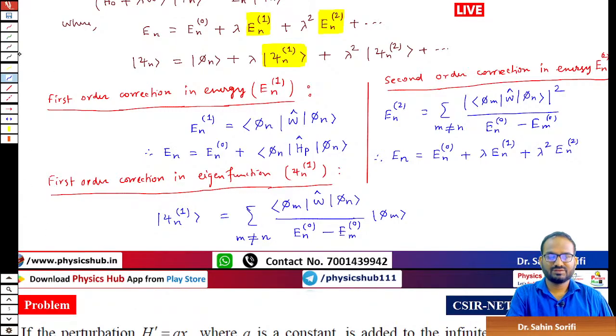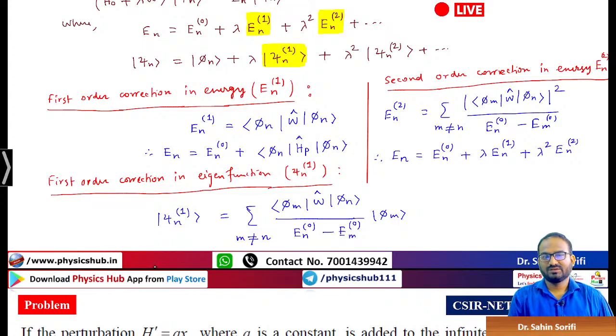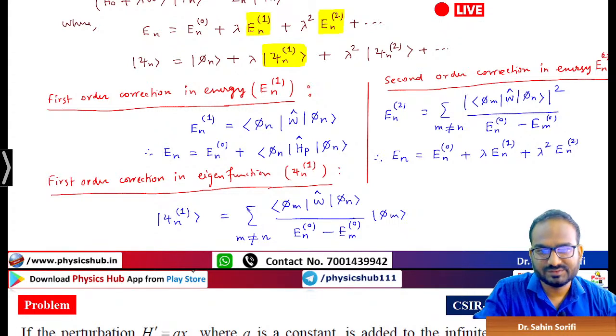The way you used to get exact energies for an exact Hamiltonian or standard potential, you will not get exact energy here, you will get an approximate value of the energy. This is how the perturbation approach is different from the other approach where standard potentials are considered. Any question till now? This is the theory for time independent degenerate, non-degenerate perturbation theory.